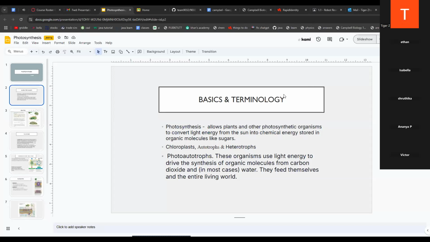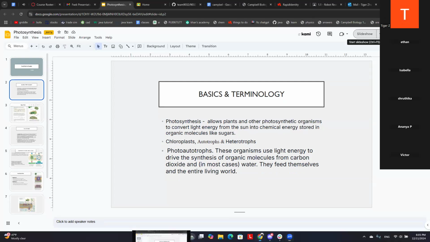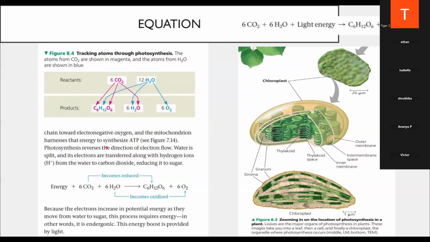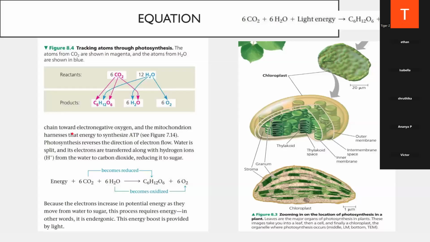You guys got this. So yeah, as I was saying, here you can see where the different atoms from the reactants of photosynthesis go into the products, and then these products are then used in mitochondria to form ATP through cellular respiration, as we learned last lesson. And then here photosynthesis reverses the direction of electron flow. Water is split by the light energy, and the electrons are transferred along with hydrogen ions to carbon dioxide, and that reduces it to a sugar.